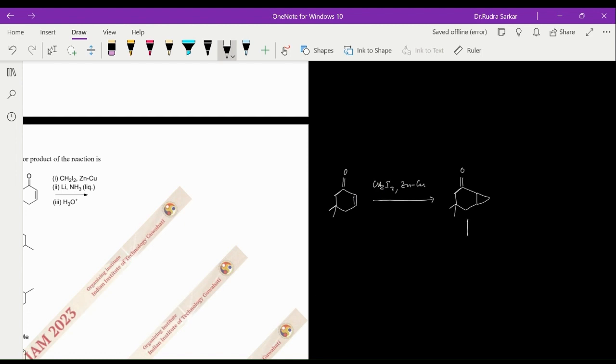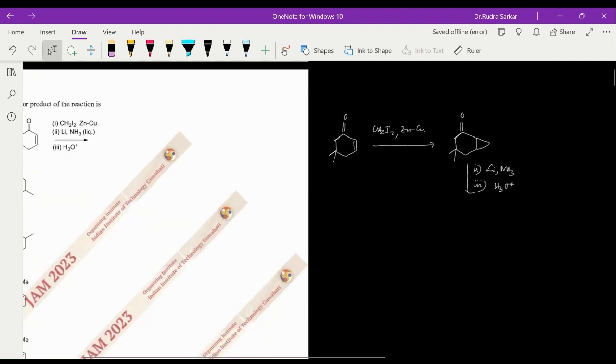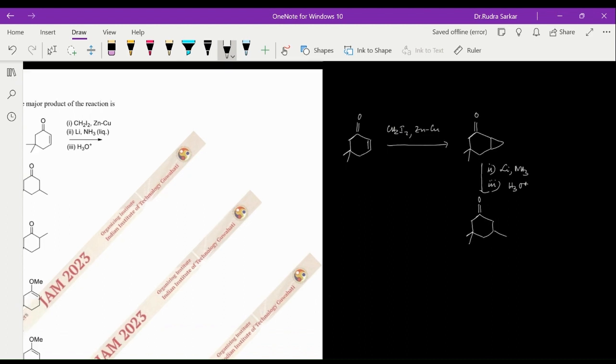Now, if this is treated further with Birch reagent and followed by aqueous workup, the product that we will be getting would be something like this. Okay.